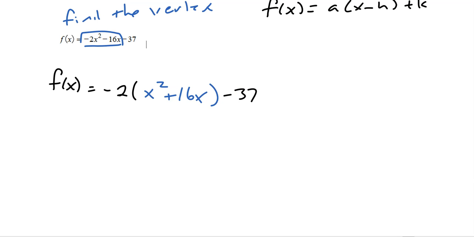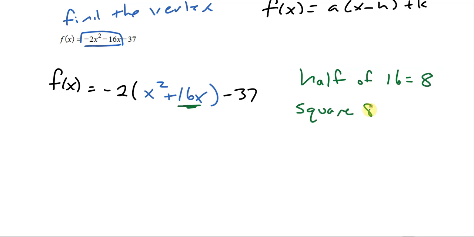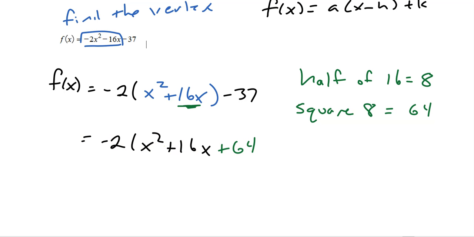Now, the next step, and this is the tricky one, is you take the linear term, the one that has just the x, and you take half of that. And that's going to be 8 in this case. Then you're going to square that number. So that's going to give me 64. You're going to add that in the parentheses. So on the next step, we're going to find that number. We took half of the 16, we squared it, and we're going to add that in our parentheses.